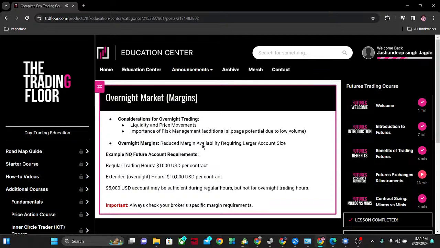It's important to remember that even with lower margins, there can still be significant price movements, so risk management remains crucial during overnight trading. Additionally, understanding margin requirements is crucial in futures trading. Margins act as collateral to cover potential losses, and overnight margins may differ from regular trading hours. This may require traders to manage their positions diligently, as well as brokers having different account size requirements affecting how you manage risk and the number of contracts you can trade during the overnight market.